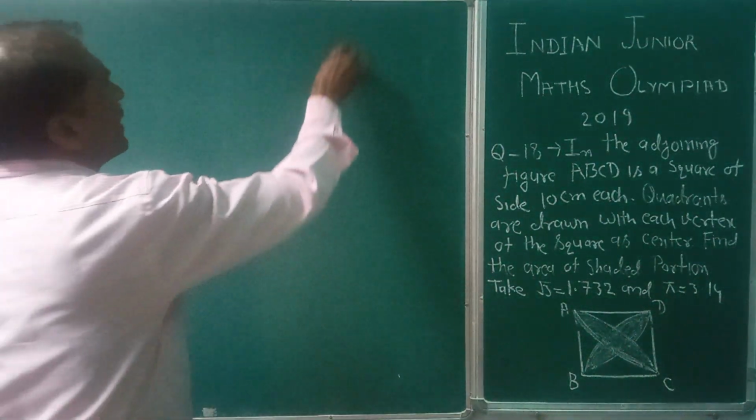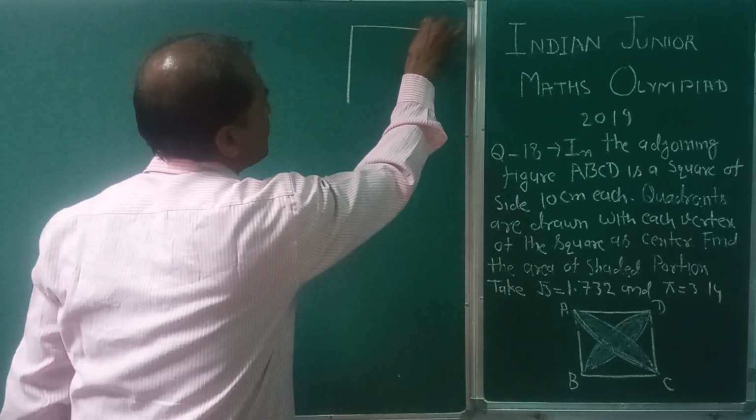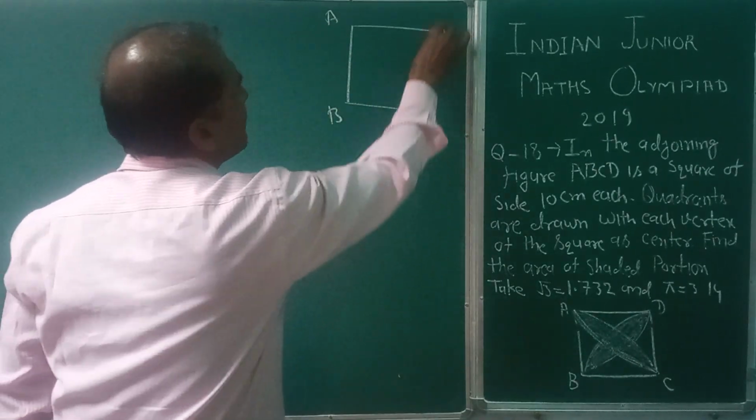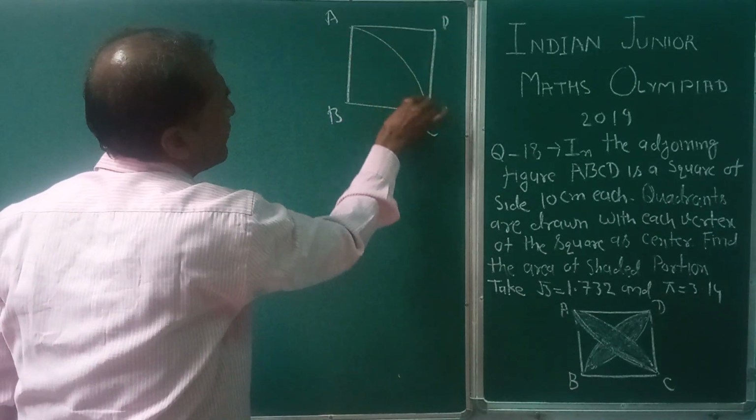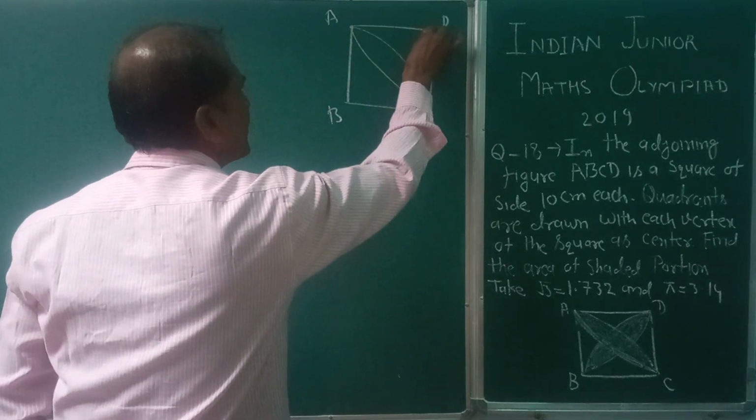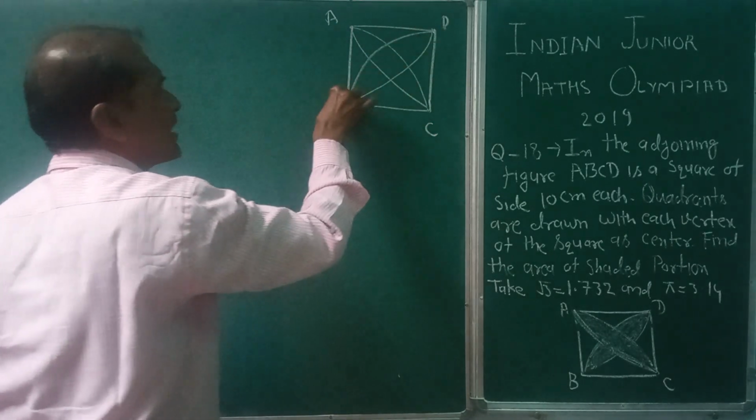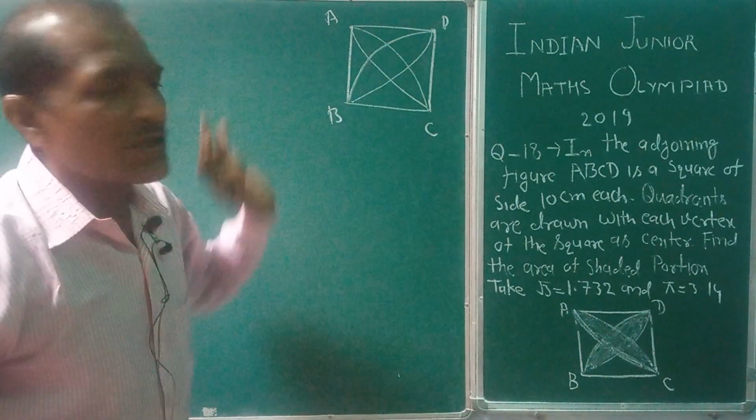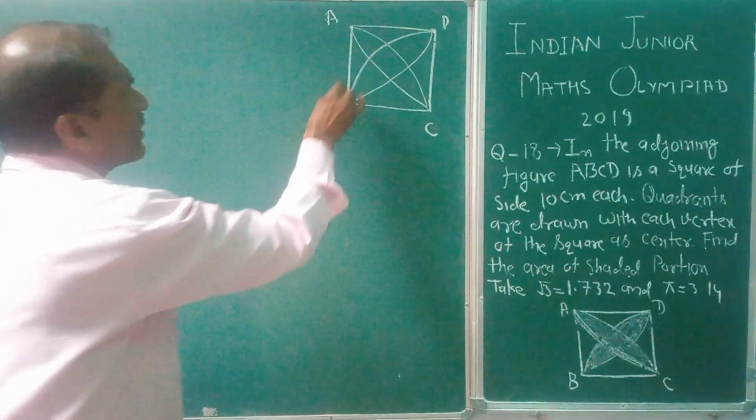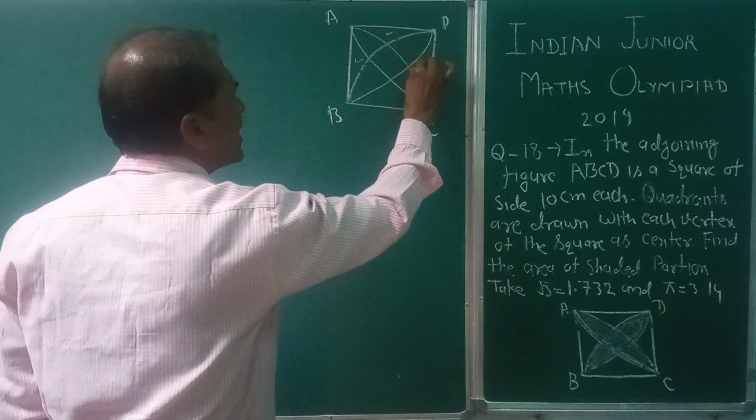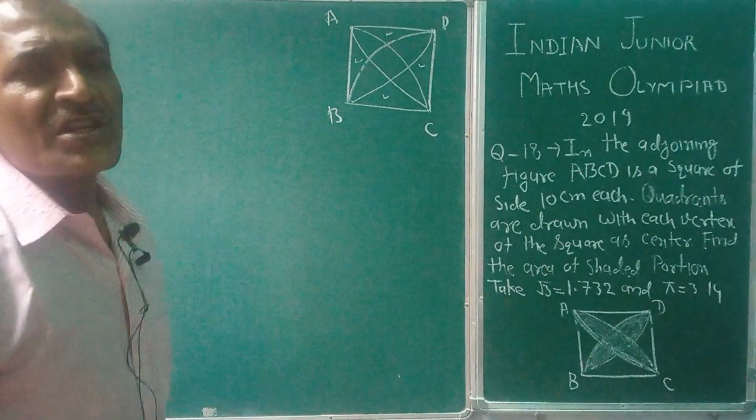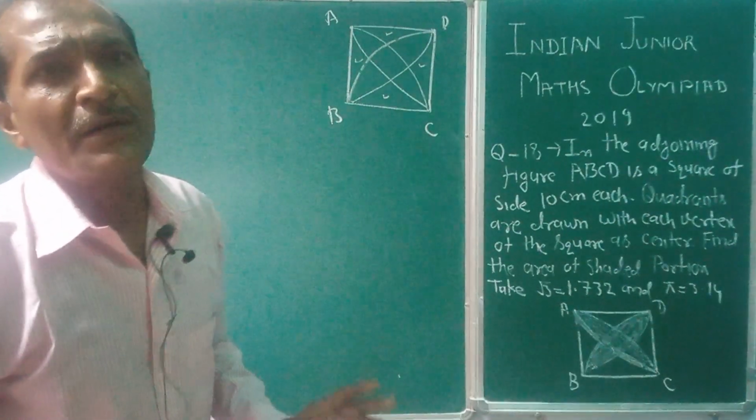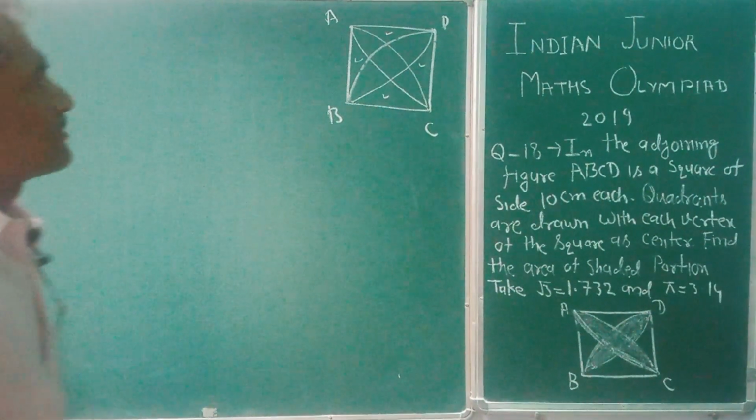So we shall first draw a rough figure. This is our square ABCD, and we have drawn the quadrants. First quadrant, then second quadrant, from these vertices C and A. Instead of finding the area of this inner portion, the shaded portion, we will find out this area, this area, this area and this area, and then we shall subtract the area of all these four portions from the area of the square, so that we will get the area of the shaded portion.